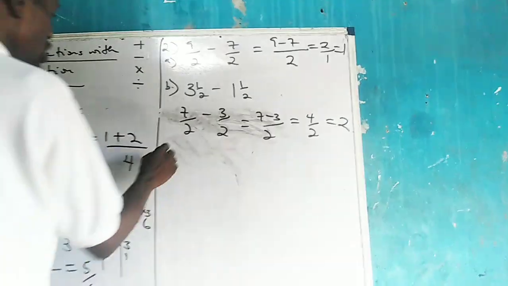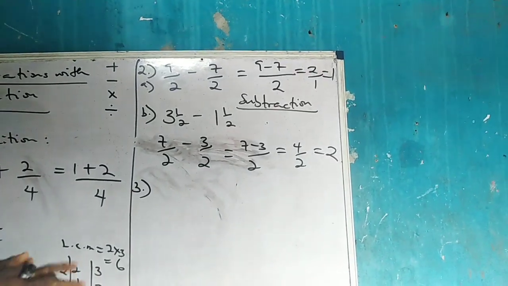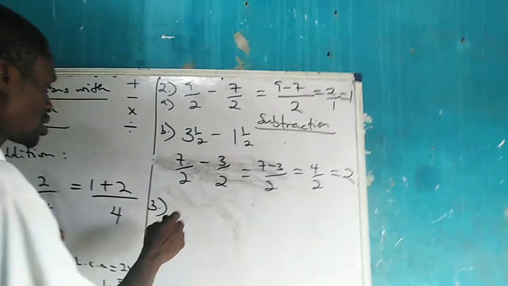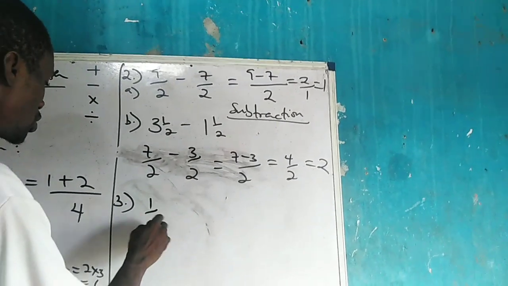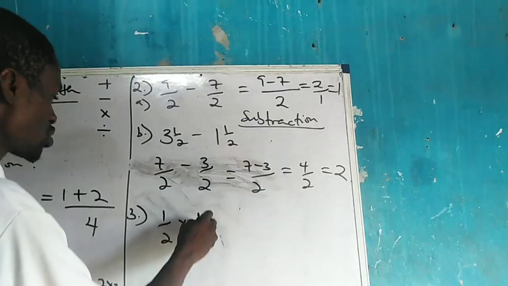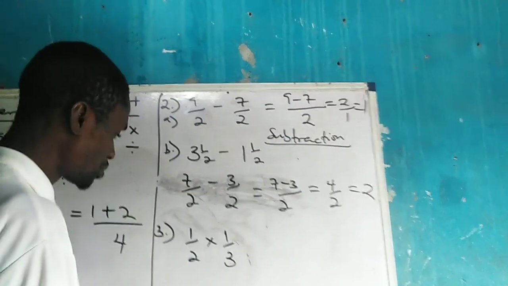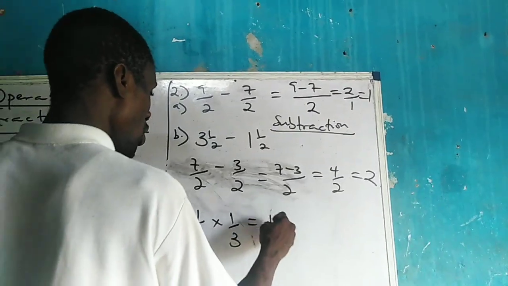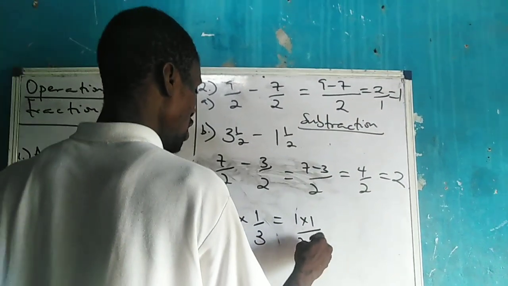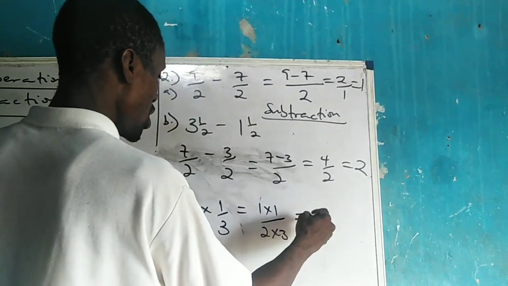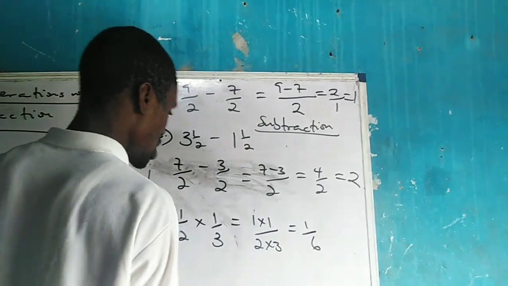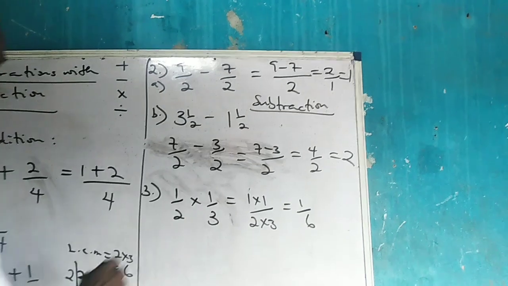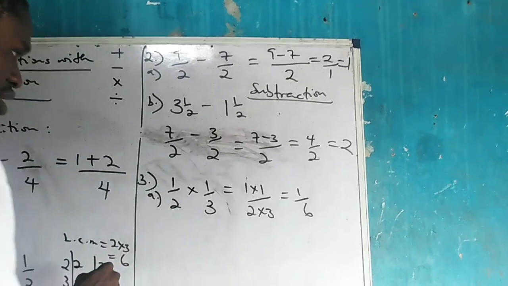Then we will come to multiplication. For multiplication in fractions, it goes like this. I have 1/2 times 1/3. For this case, I have 1 times 1 all over 2 times 3. That will give us 1/6. Are you seeing it? Okay, this is for the first case.